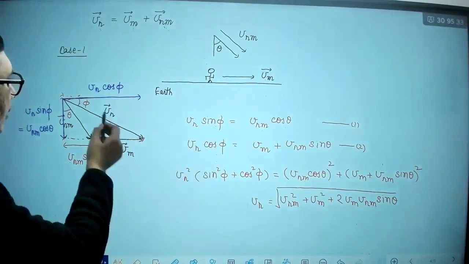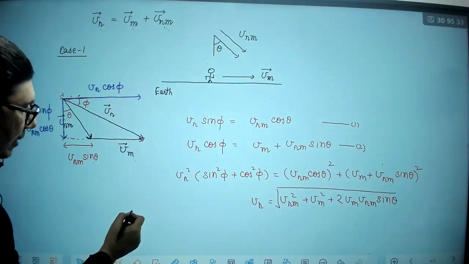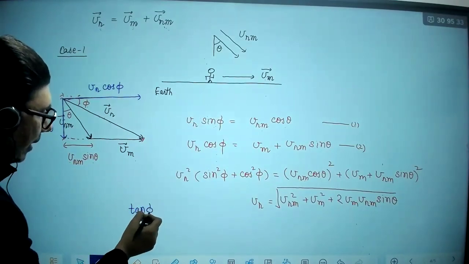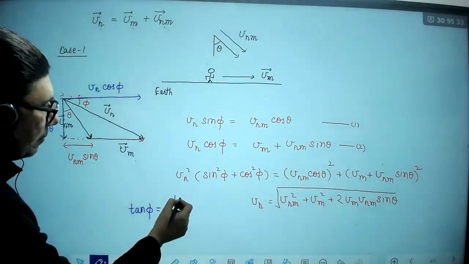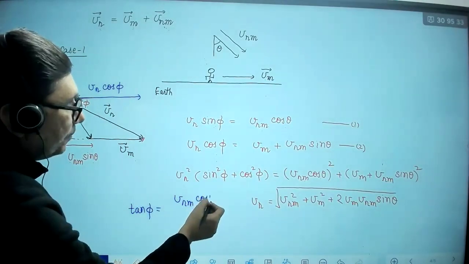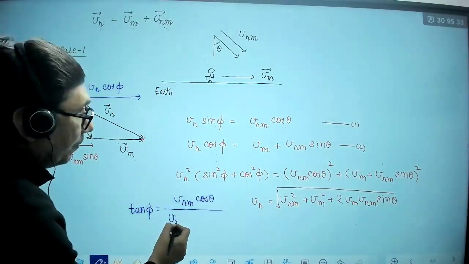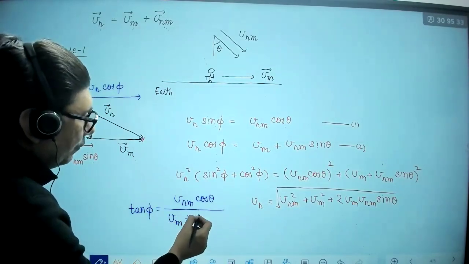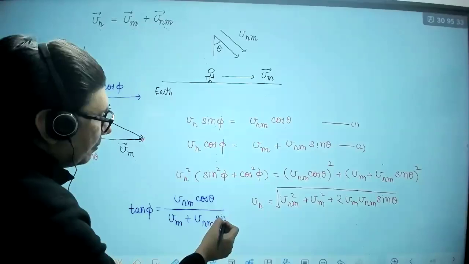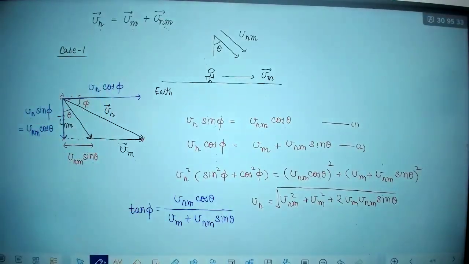Second, if you want to find out this phi, divide these two equations. If you divide, VR will cancel out, and tan phi will be Vrm cos theta divided by Vm plus Vrm sine theta. This is the direction. So from here you can find out phi.